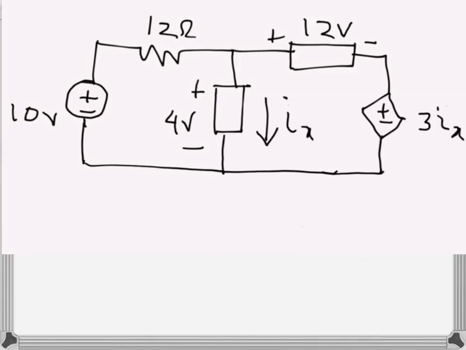So for this circuit we need to find the value of Ix, this current, and from that we will be able to find the value of this current dependent voltage source.